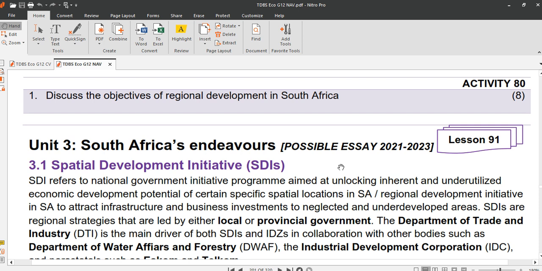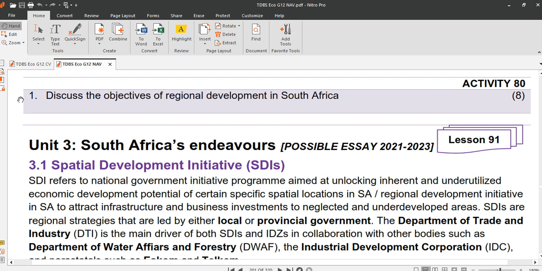In this lesson, we are moving on to Unit 3 of Industrial Development Policies of South Africa. Today's lesson is South Africa's Endeavours, and it is a possible essay. As usual, we will start off by revising homework activity 80 given in Lesson 90 linked down below.